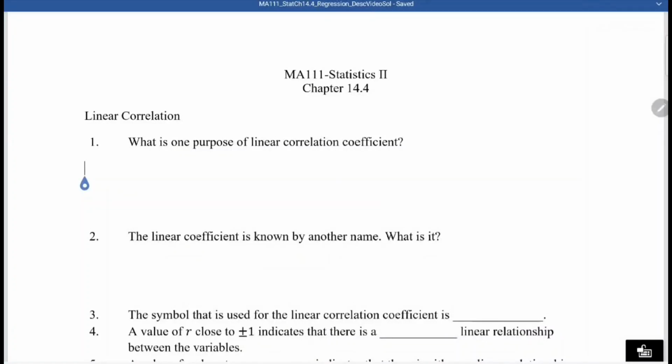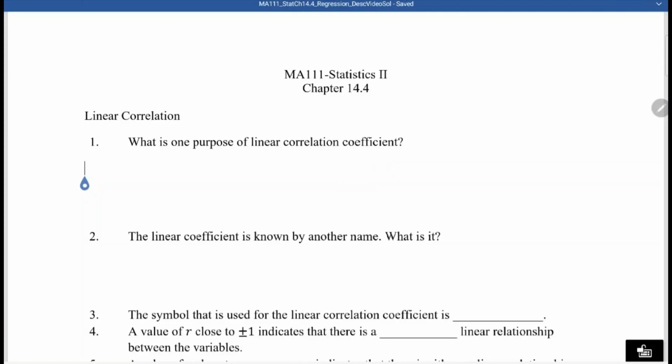Hello everyone, this is the worksheet on the fourth section of chapter 14, which was on linear correlation coefficient. We are first going to answer some short questions on the concept of linear correlation coefficient, like what it is and what its use is and so on. And then we'll go into some simple problems to calculate the linear correlation coefficient using the defining formula and then the computing formula. So the first question says, what is one purpose of linear correlation coefficient?